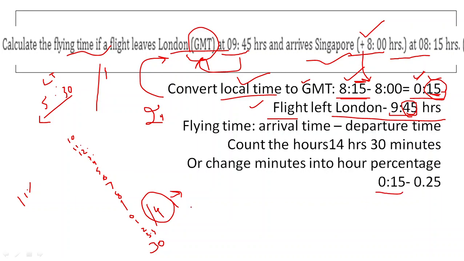So 15 is 1/4 of 60, right? 15 upon 60, so it is 1/4. 1/4 means 25%, so it is 0.25. 15 minutes is 25% of an hour.